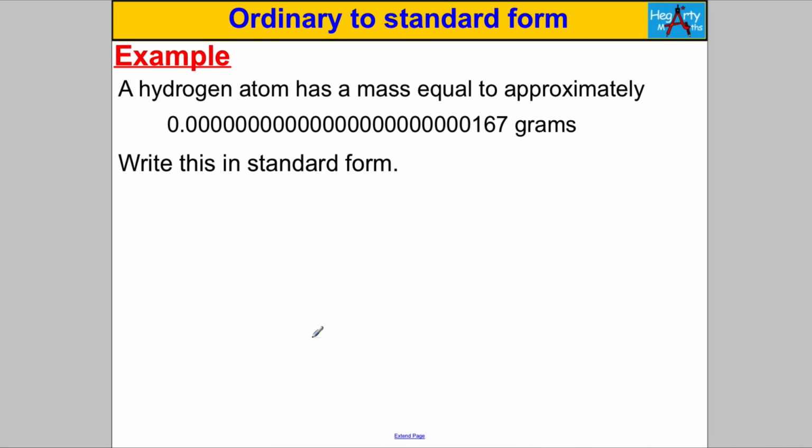And the last one, a small number, a hydrogen atom has a mass equal to that, write it in standard form. Pause and have a go. I'm going to write down the 1, 6 and 7. Where do I put my decimal point? After the 1, times 10 to the power of. Now I have to count how many digits before the 1. 1, 2, 3, 4, 5, 6, 7, 8, 9, 10, 11, 12, 13, 14, 15, 16, 17, 18, 19, 20, 21, 22, 23, 24 to the power of negative 24 because it's a small number, and that's it, we're done.